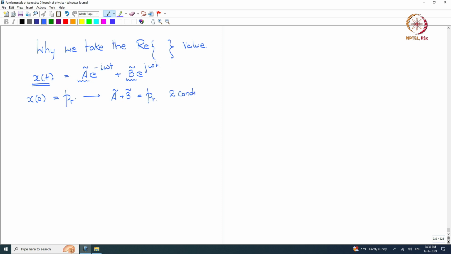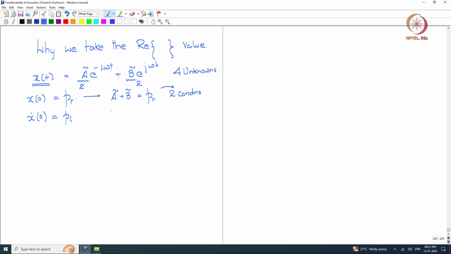one real condition, one imaginary condition. Imaginary value is 0. So this gives me two conditions. Now a tilde is a complex number, so there are two unknown constants, b tilde is another complex number, there are two unknown constants. So totally we have 4 unknowns. Now suppose I say that x dot of 0 is another real value p I.